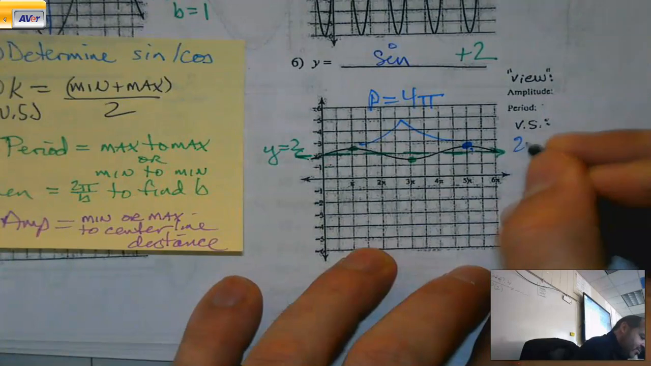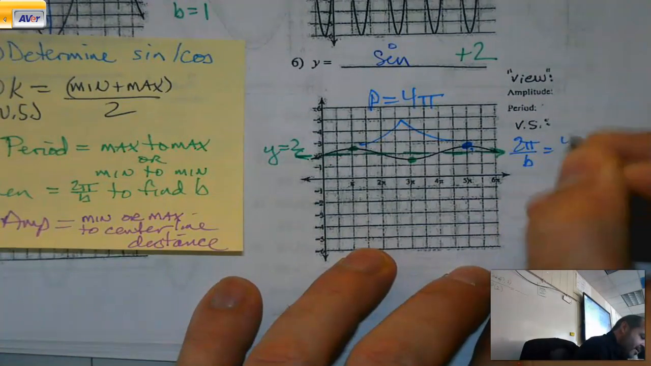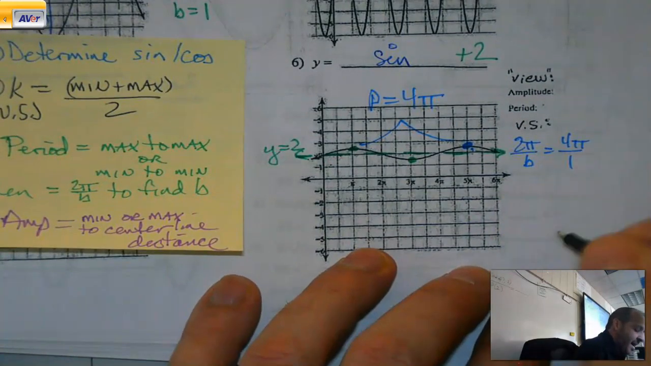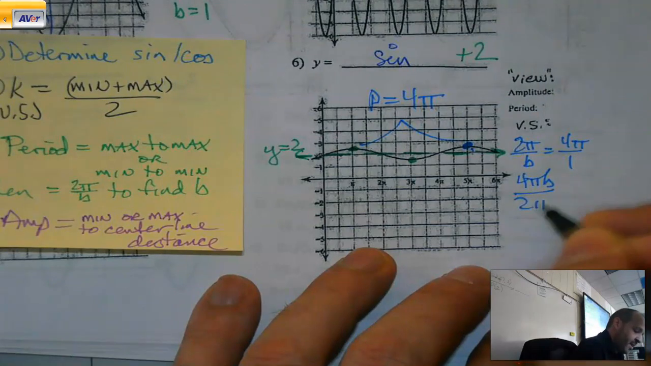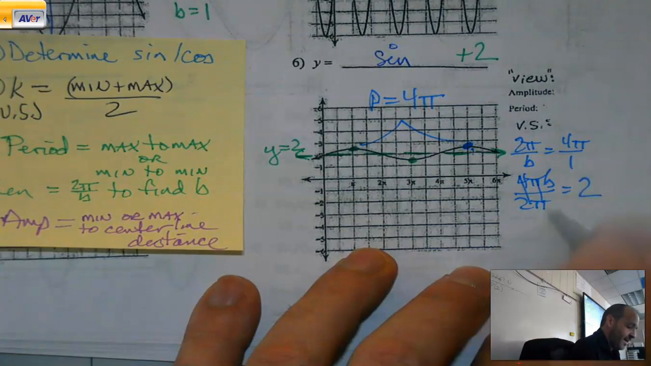So I'm like, all right, so 2 pi over b is 4 pi. So let's see, 4 pi b over 2 pi is going to be 2. Pi's cancel, 4 divided by 2.